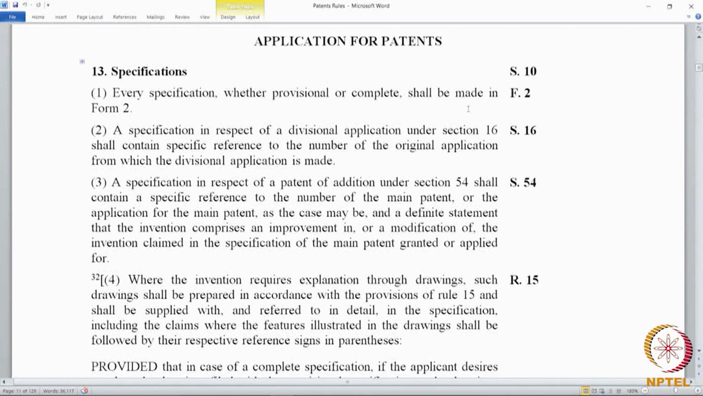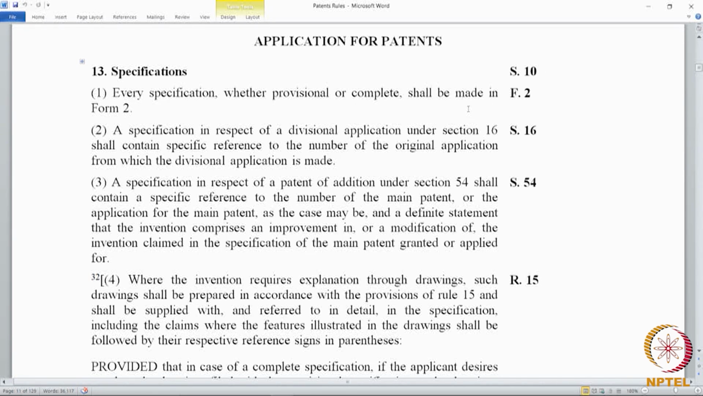Similarly, in the case of a patent of addition, and a patent of addition is a patent for an improvement that can be filed after the original application is filed. So, if there is an improvement to an existing invention, there is no need for a person to file a fresh application and file a fresh patent. A patent of addition gives the advantage to the applicant to just add that additional improvement as a part of an earlier application.